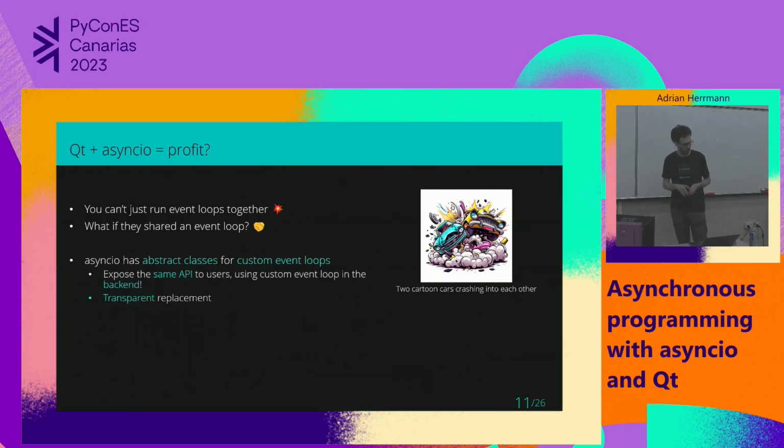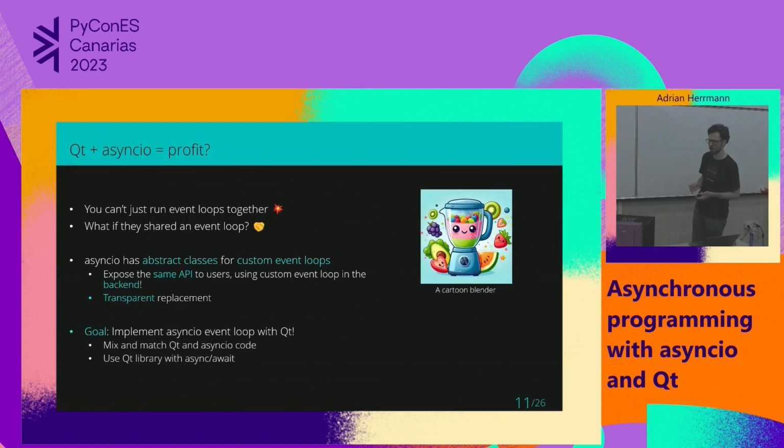In fact, this question has been baked into the design of AsyncIO from the start. That's why there are abstract classes that you can implement to write your own custom event loop. The idea is that you expose the same API to users. You write an AsyncIO program as you always would, but you transparently replace the event loop with your own custom implementation. Ideally, users would only notice because something got better or you enabled new features, but nothing would get worse. It's supposed to be a transparent replacement.